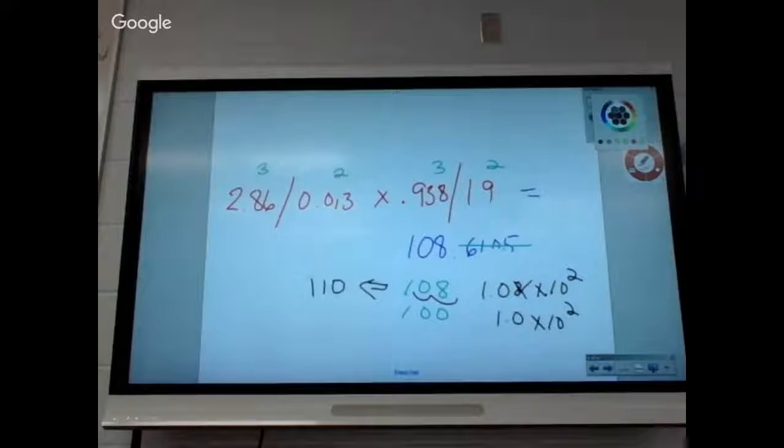Now, the other mistake is when you're reading the centimeters on the ruler, some of y'all wrote millimeters.